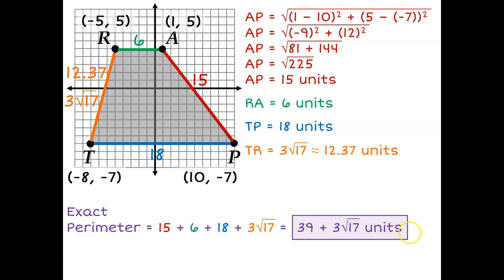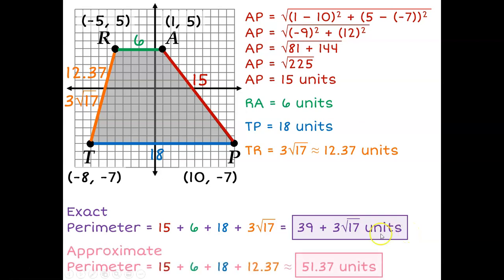Some cases, however, you just want an approximation. In that situation, you can add the 15 and the 6 and the 18 and the 12.37. Since none of these are radicals, you can add them all together and get a total approximate length of 51.37 units.